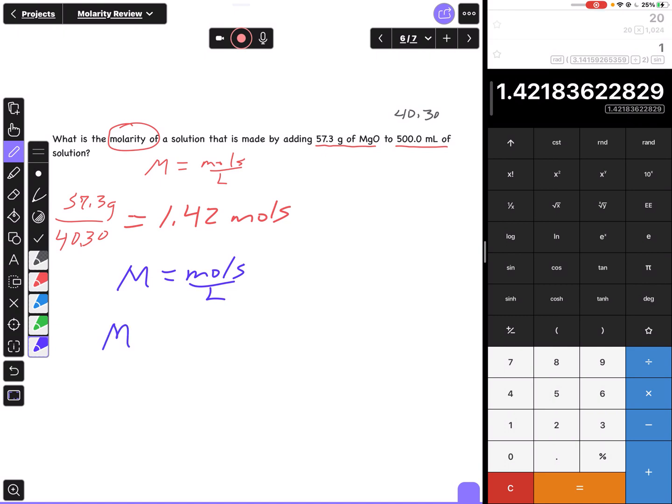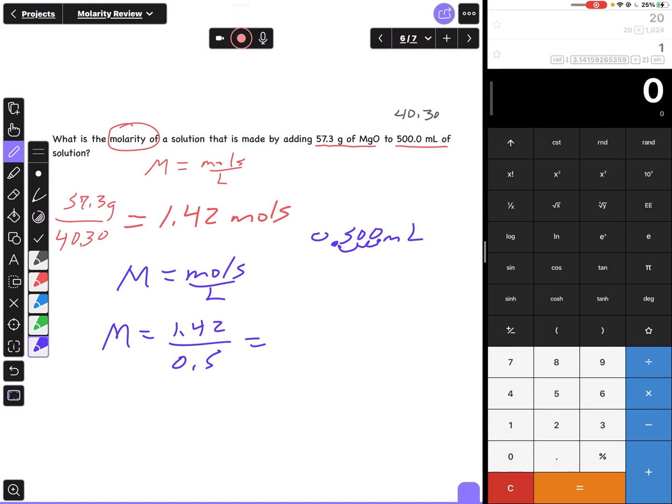Molarity equals moles divided by liters. So molarity is equal to 1.42. And then my liters, I'm given in the problem 500 milliliters. I don't need milliliters, I need liters. Remember, divide by 1,000, or simply move your decimal 3 places to the left. 500, the decimal will be at the end. If I move it 3 places, that's 1, 2, 3. It ends up being 0.5. So that'd be 0.5 liters.